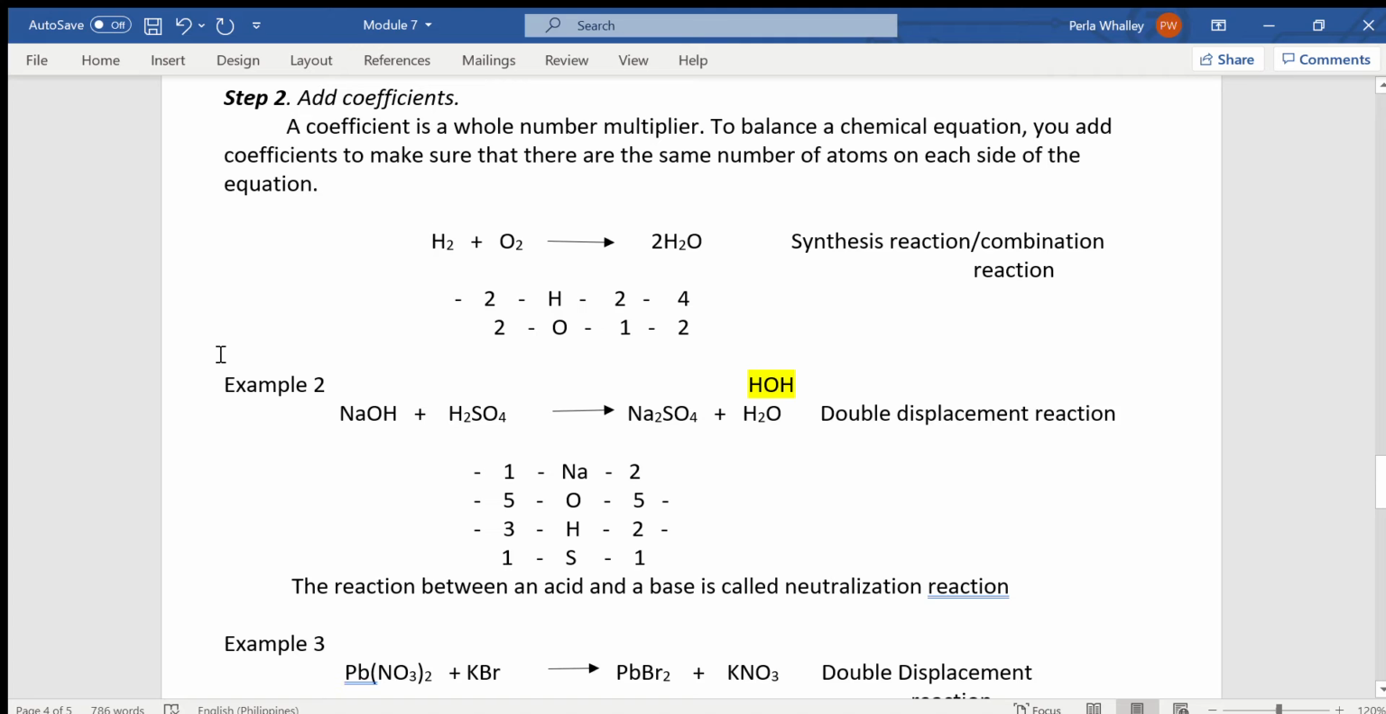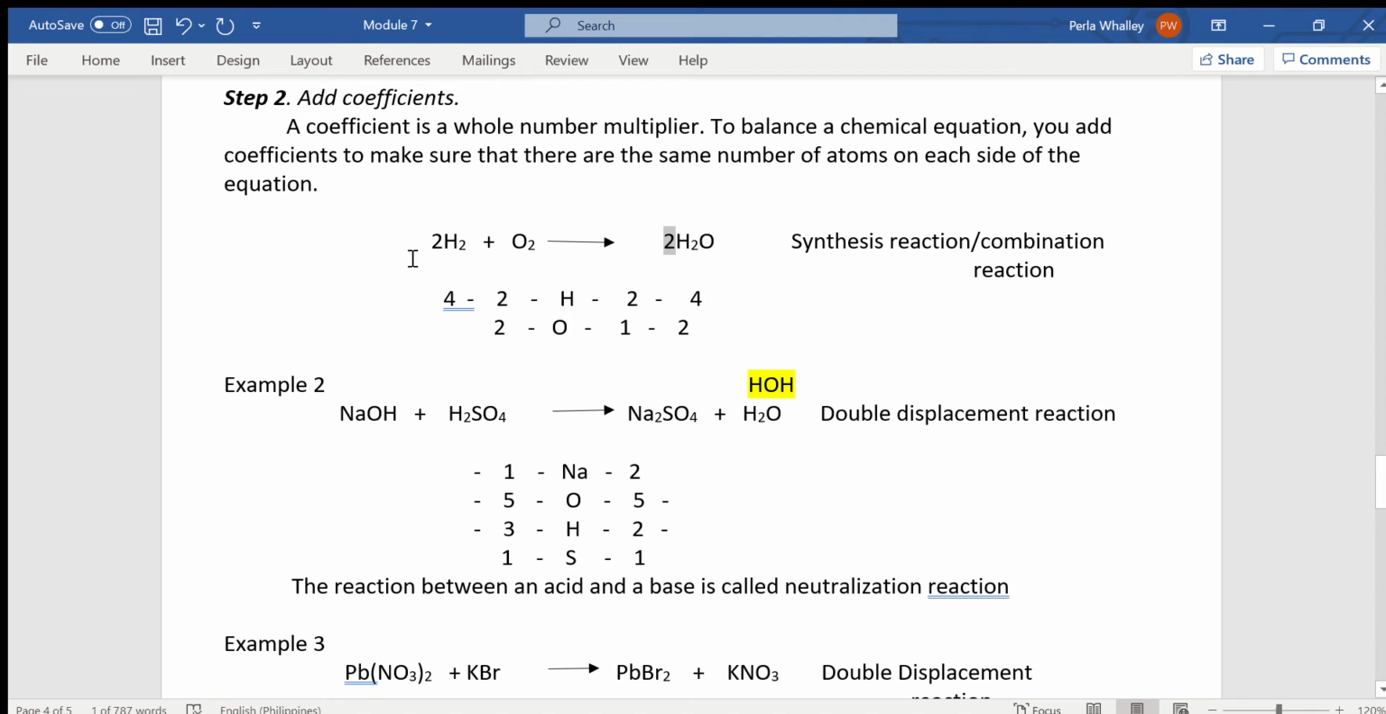Remember, 2 is the lowest coefficient that we can write. So now 2 times 2, that means hydrogen is now equal to 4. So look at the equation and the number of atoms. So 2H2O, and hydrogen is now 4, 2 on the product side, and on the reactant side it is 4, 2. So the reaction is balanced. Okay, 4, 2, 4, 2.